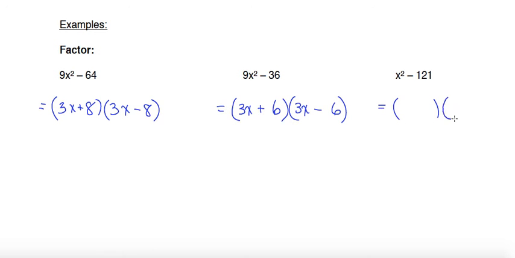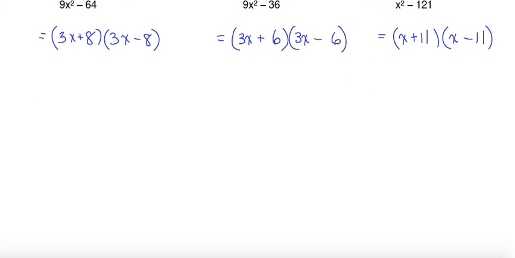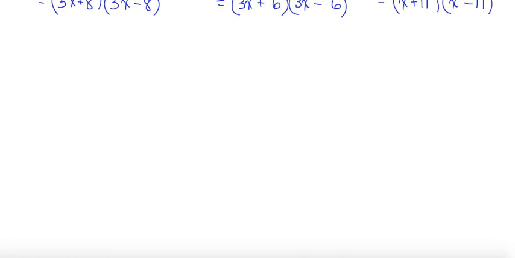So we're writing two brackets. The square root of x squared is x, so that goes at the front of each bracket. The square root of 121 is 11. That goes at the end of each bracket. One's a plus sign, one's a minus sign. You're done. So I hope that helps you find the factoring of difference of squares.